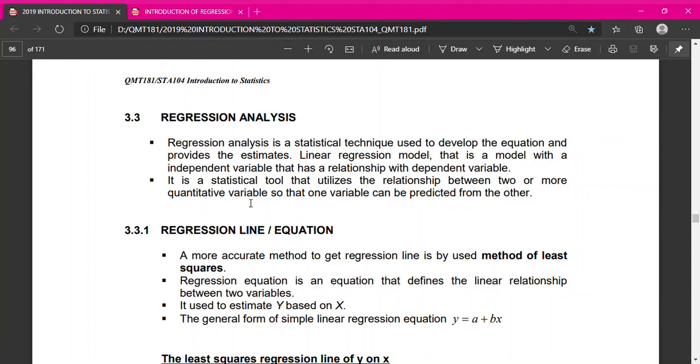Dan must be quantitative, sama ada continuous ataupun discrete, tak ada masalah, must be quantitative. Okay, tak boleh qualitative variable, tak boleh buat regression analysis. We can do the other analysis, tapi tak belajarlah for this level, right? So dia kata kat sini, so that one variable can be predicted, like I said just now, kita nak predict y, which is the dependent variable. Okay, so kenapa kat sini dia kata two or more?